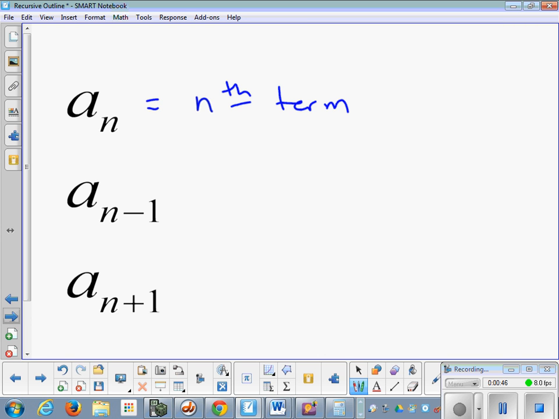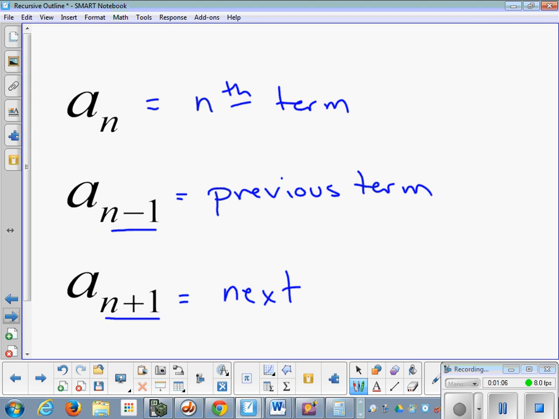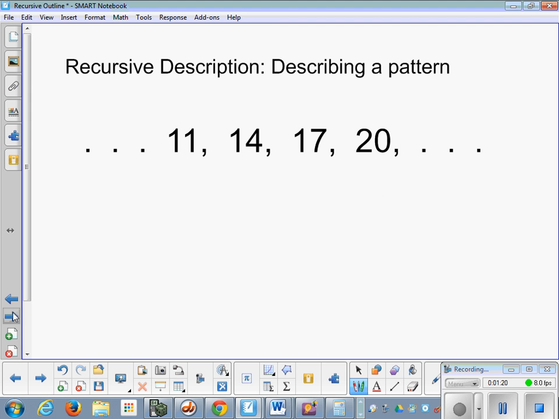The n minus 1 means back up one term. Sometimes we call this the previous term. And when I talk about n plus 1, that means please move forward 1 from the nth term. And in English, we'll call this the next term. So when I say next term and previous term, you're going to know what I'm talking about. We're going to use this in writing our descriptions. It'll be very helpful.